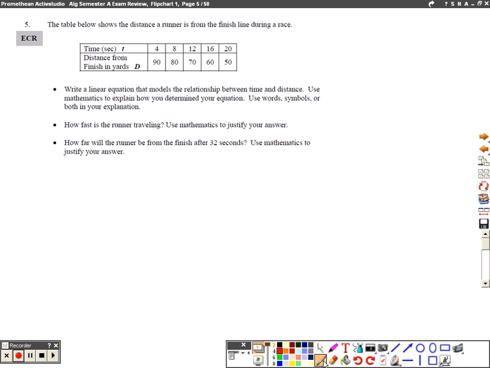Problem number 5 asks me to find the linear equation that models the relationship between time and distance. Time is t, or I'm thinking in terms of x, and distance is y. In order to do this, I'm going to need to find two things. I'm going to need to find the slope, and I'm going to need to find the y-intercept, because those two parts are the missing parts of y equals mx plus b, which is the equation of my line.